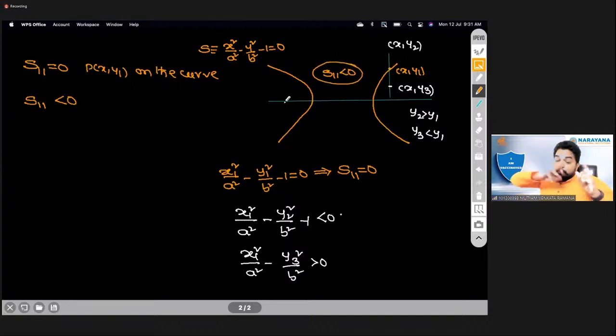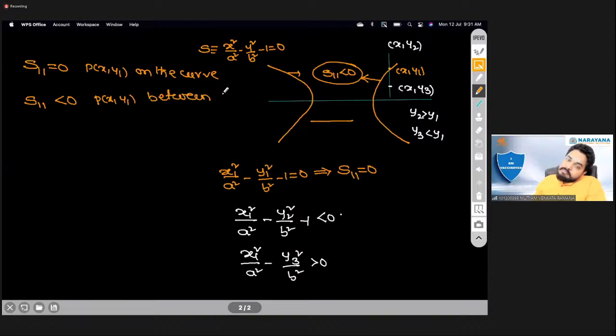But generally, for parabola, ellipse and circle, S11 less than 0 means the point lies inside. Here what happened? In between the curves, because this is not inside the region. So you can say the point P(x1, y1) is between the curves. Frankly speaking, it does not exactly lie outside, but it is outside only, because for this curve, this is inside, this is inside.